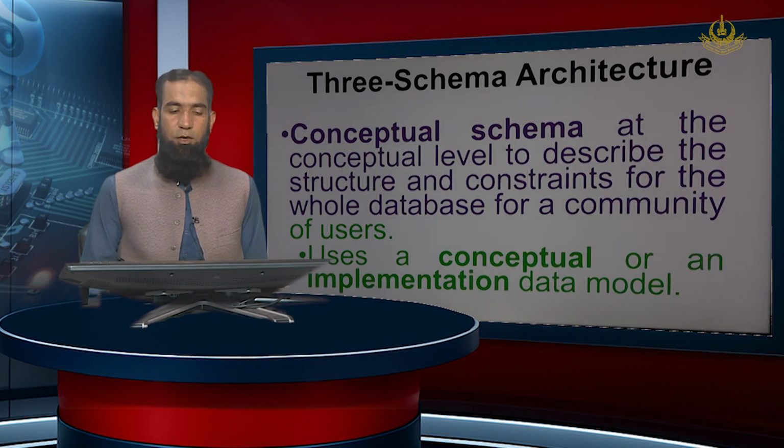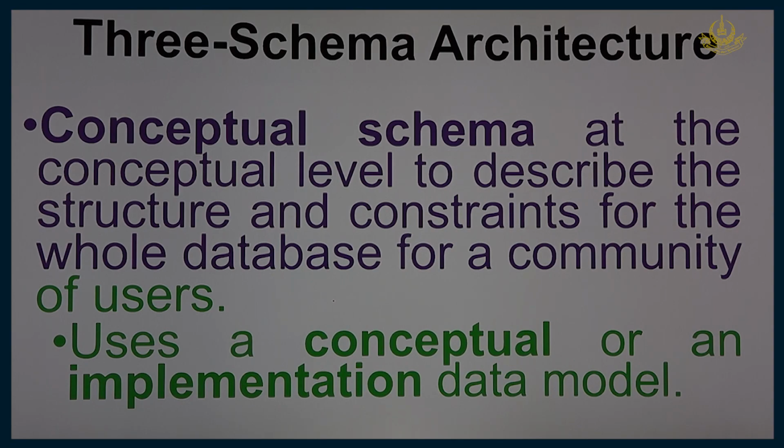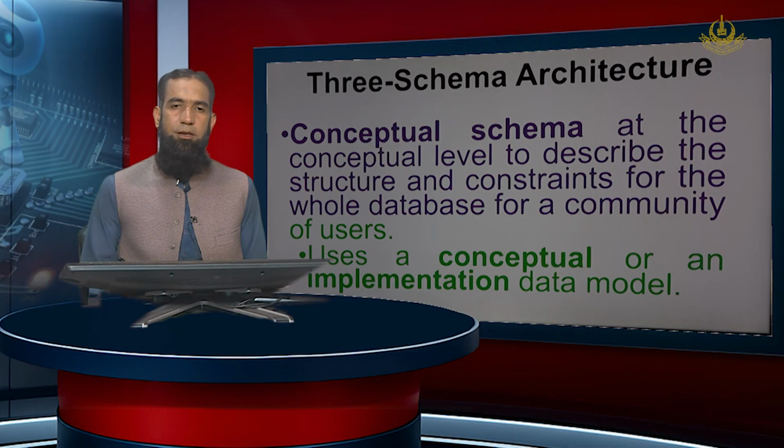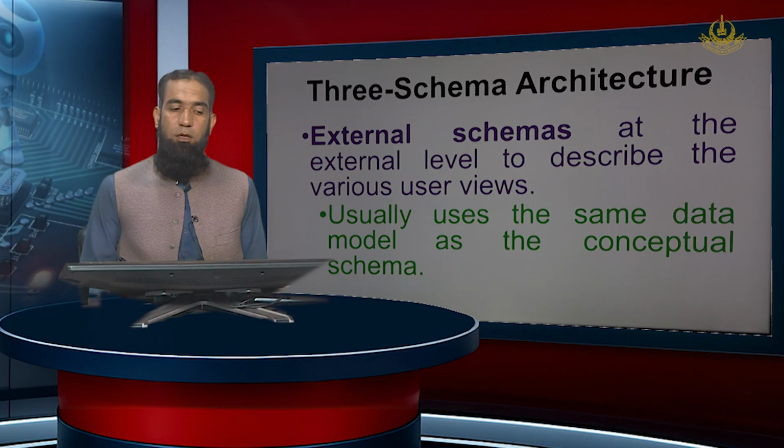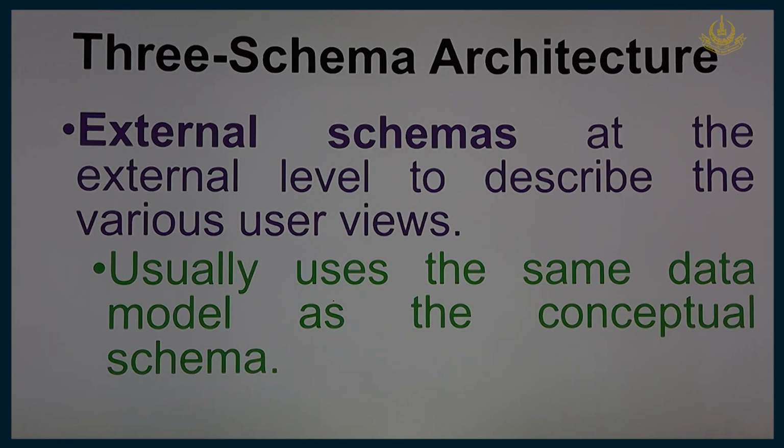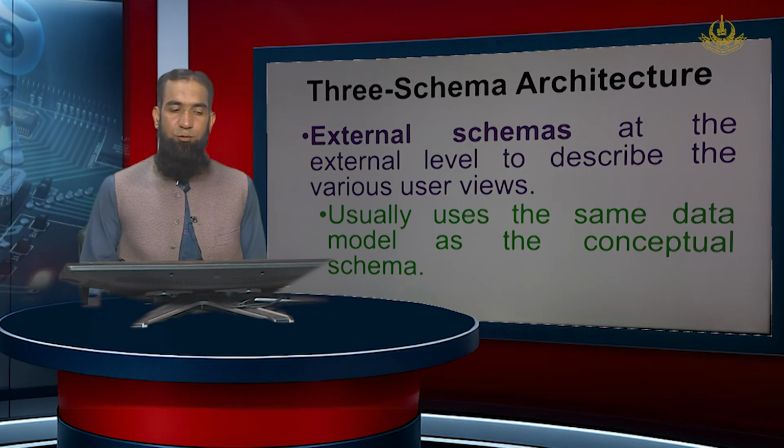In the case of conceptual schema, that deals with the level of concepts to describe the structure and constraints for the whole database for a community of users. We see it at the user level, like a user can see or use. The third one is external schema, at the external level, to describe the different users' views. It usually uses the same data model as the conceptual schema.